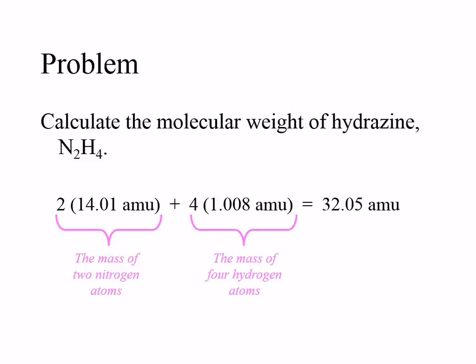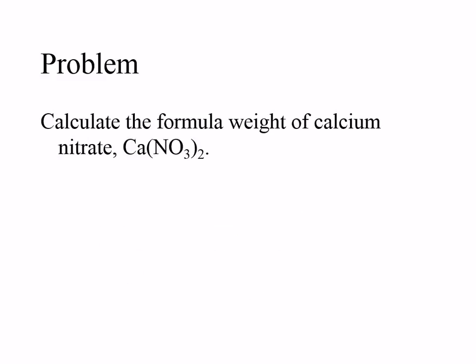Okay, so that was a molecular weight. Let's go with the formula weight. We just need to go out and find an ionic compound. So what is the metal in calcium nitrate? Calcium. Calcium, very good. Calcium's definitely 2A. What's another name for 2A elements? Alkaline earth metals. They are alkaline earth metals. Very good.